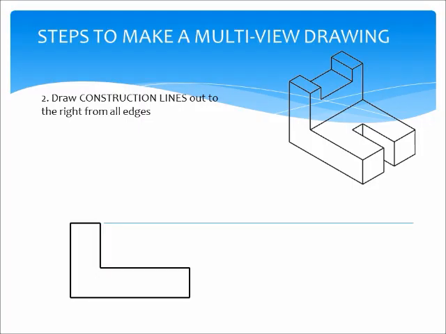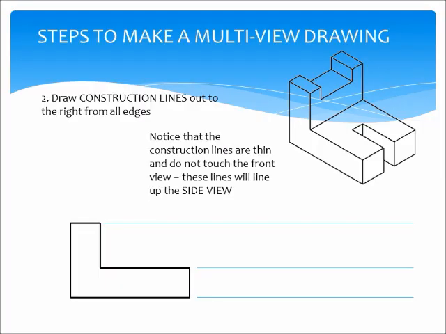There's a gap right here, a gap between the line and the part. We don't want that line touching. Also, you'll notice that it's a very, very thin line. There's my second line, and here's another line coming off that bottom edge. This is going to help us line up our side view. Again, the line is thin, and it is not touching the front view.